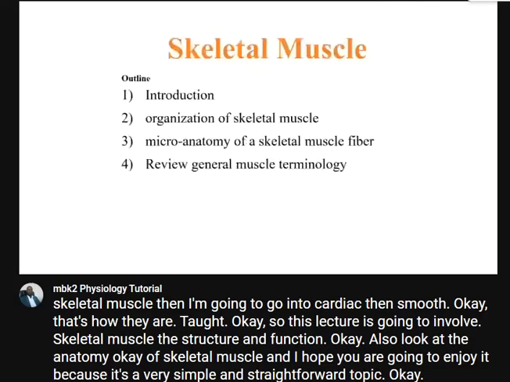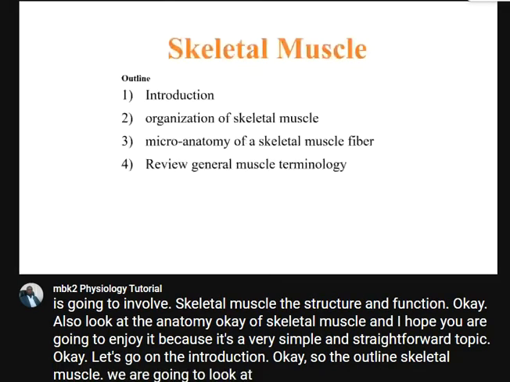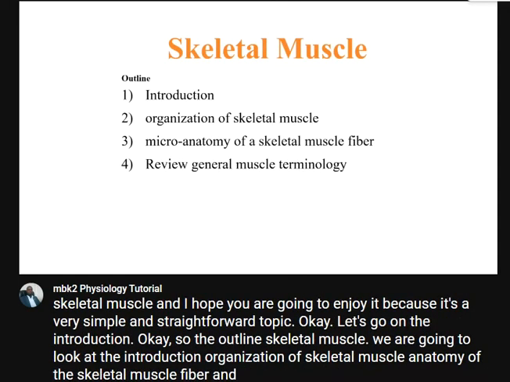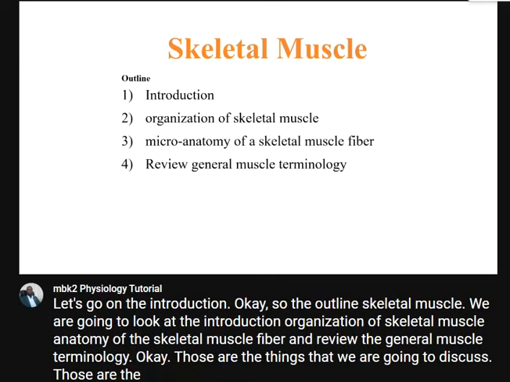Let's go on to the introduction. So the outline, skeletal muscle. We are going to look at the introduction, organization of skeletal muscle, microanatomy of a skeletal muscle fiber, and review the general muscle terminology. Those are the things that we are going to discuss. Those are the objectives that we are going to focus on.